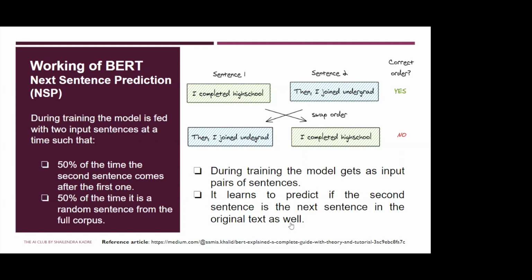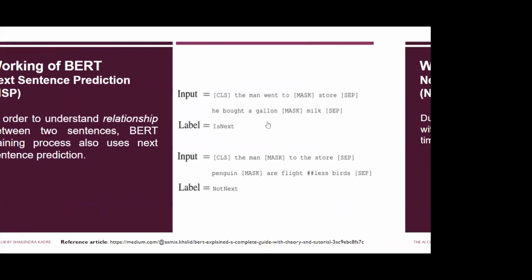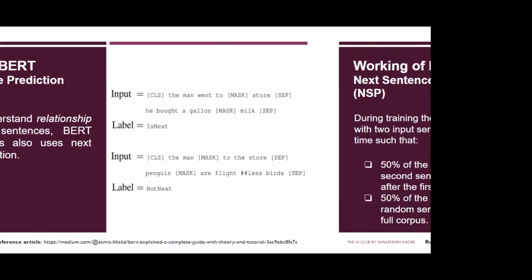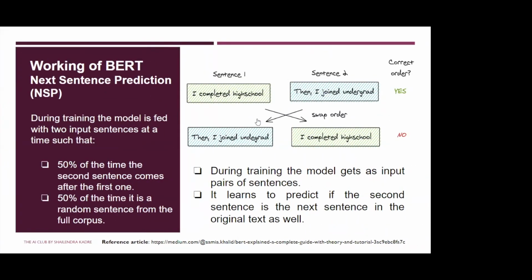It will make a prediction of this label, the next label, that is, whether the second sentence is the next sentence to the first sentence or not. That is the basic task of next sentence prediction, and this is how the training data is used within the BERT transformer. So is that clear?